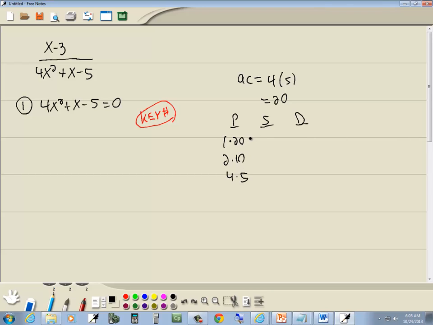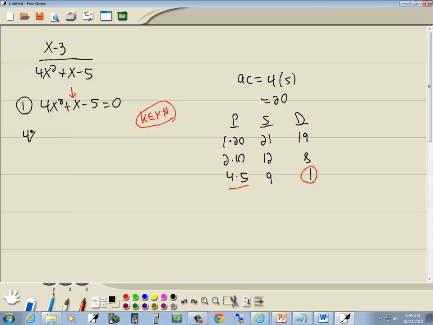In the S column, we're going to add those together. 1 plus 20 is 21, 2 plus 10 is 12, 4 plus 5 is 9. In the difference column, we're going to subtract smaller from larger. 20 minus 1 is 19, 10 minus 2 is 8, 5 minus 4 is 1. Now, the number we're looking for is the number in our middle term, which is 1, which is right here, which means we're going to use 4 and 5.